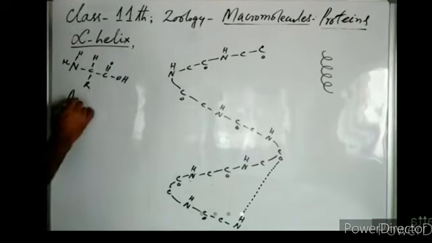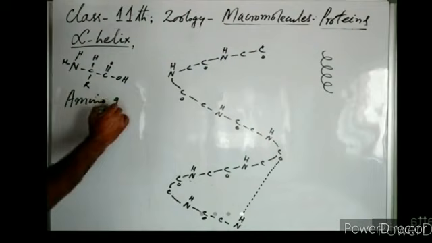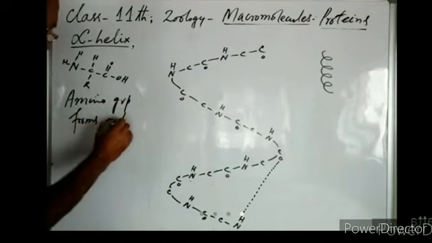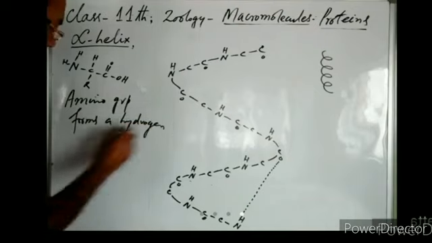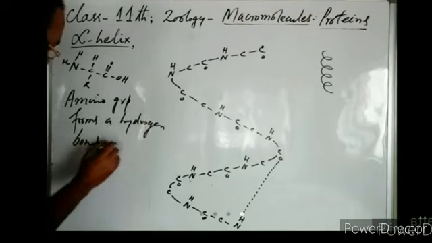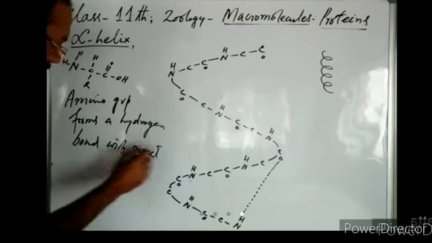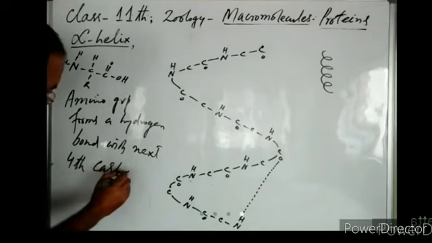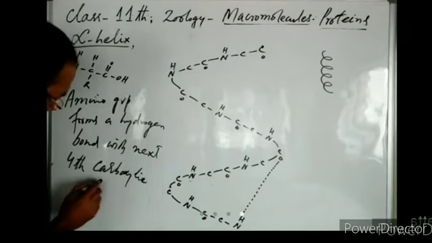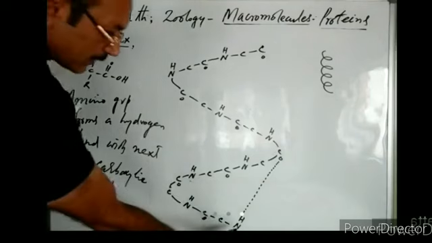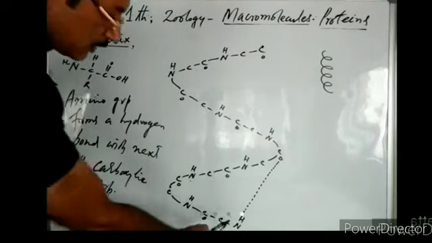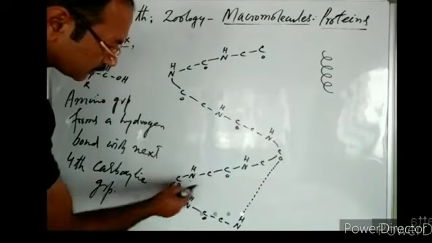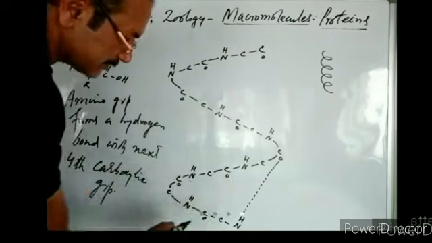Amino group forms a hydrogen bond with the next fourth carboxylic group. So this is the first amino group. It will form a hydrogen bond with the fourth carboxylic group. This is the first carboxylic group, this is the second carboxylic group, this is third and this is fourth, right?